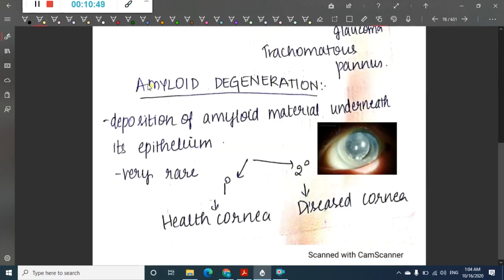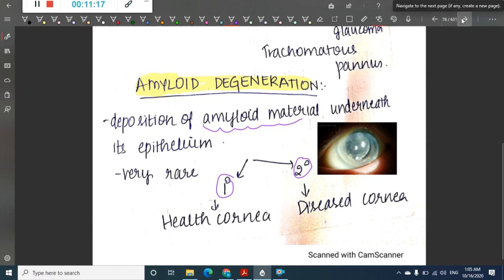Then the next important thing is amyloid degeneration. So what do you see in amyloid degeneration? In this, there is deposition of amyloid material underneath the epithelium. So below the epithelium, there is deposition of this amyloid material. It is divided into two types. We have primary amyloid degeneration and secondary amyloid degeneration. Obviously, primary amyloid degeneration is in a healthy cornea. Secondary amyloid degeneration is in the diseased cornea.